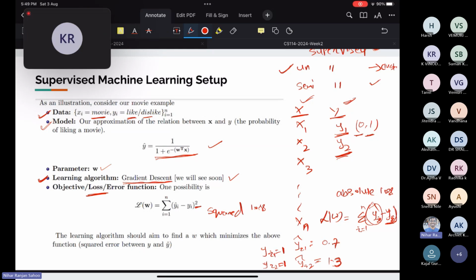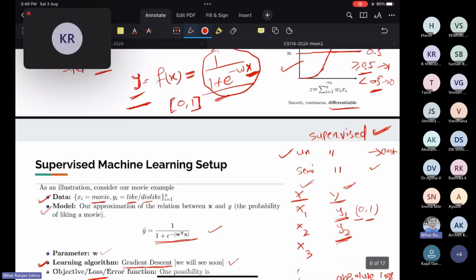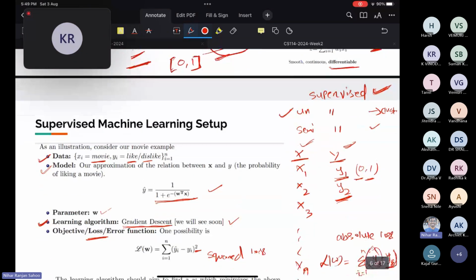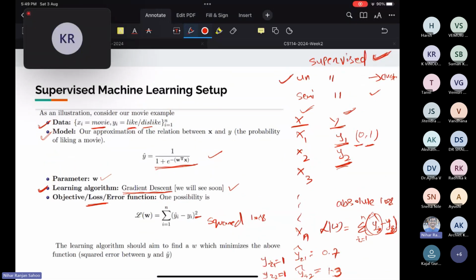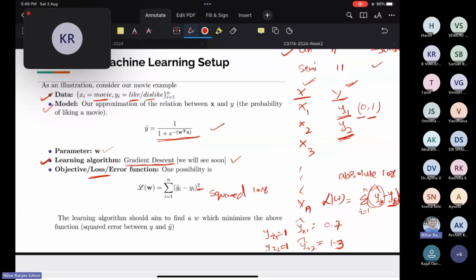It cannot predict 1.3 if it is sigmoid. Let's say it's not sigmoid, it's some other function that just gives us a linear output. Let's say it predicted 1.3 here. So if we're using this absolute loss function, what will happen? We'll just find the difference. Here, what will be the difference? 1 minus 0.7 is 0.3. And here it will be 1 minus 1.3 is minus 0.3.